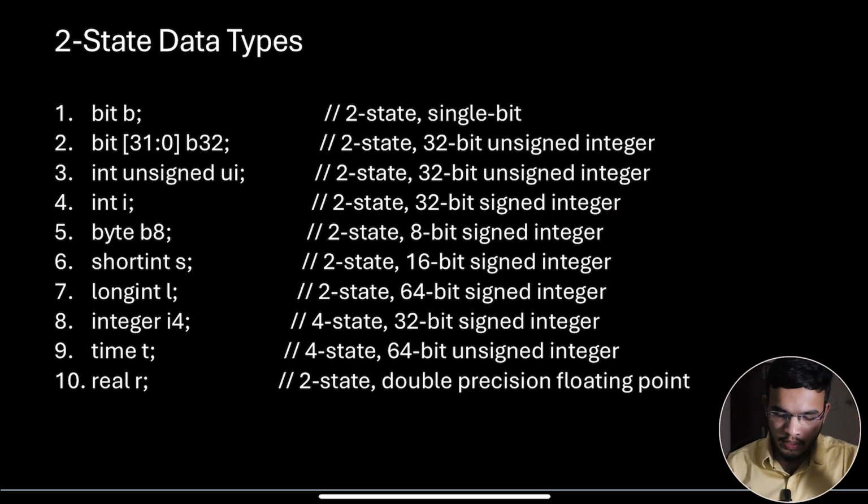types for a two-state data type, like int, byte, short int, long int. We have a bit, which is a single bit, and a 32-bit unsigned integer. This declaration comes under 32-bit unsigned integer, and int unsigned can be declared as a 32-bit unsigned integer. And the fourth one is int, byte, short int, long int, integer, time, and real. So we'll be seeing a demo on these particular data types in the EDA Playground.